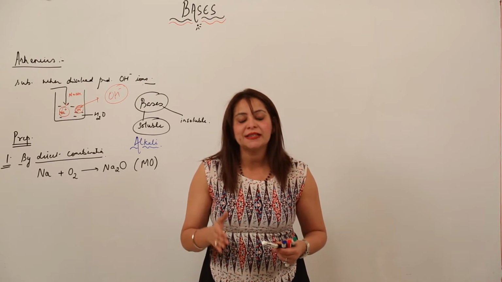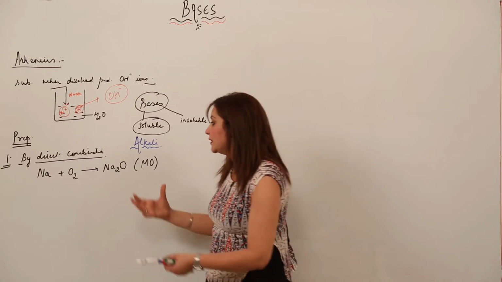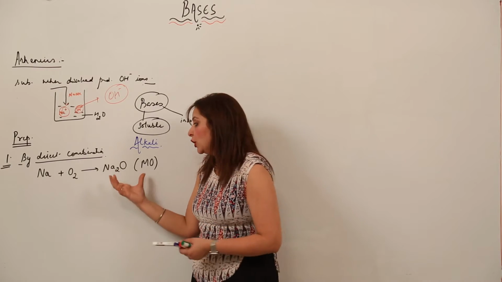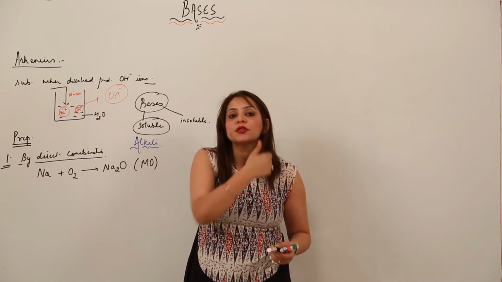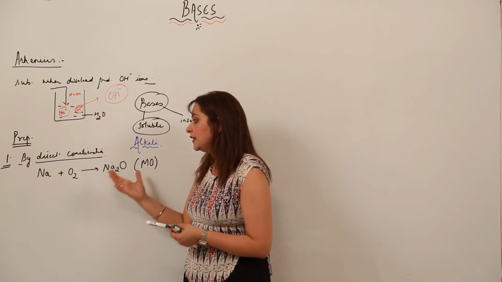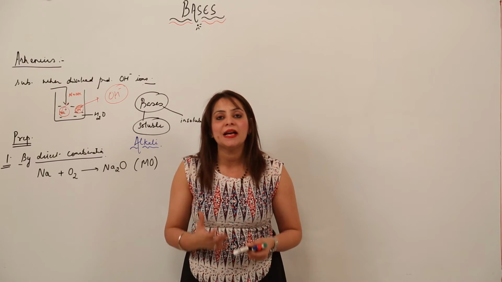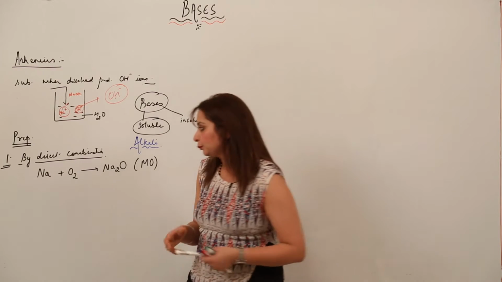All metal oxides except aluminium oxide and zinc oxide are basic in nature. So these are also bases, because when we dissolve this kind of substance in water, it will dissociate to produce hydroxide ions. So metal oxides are also regarded as bases. They can be formed by reacting the metal with oxygen.